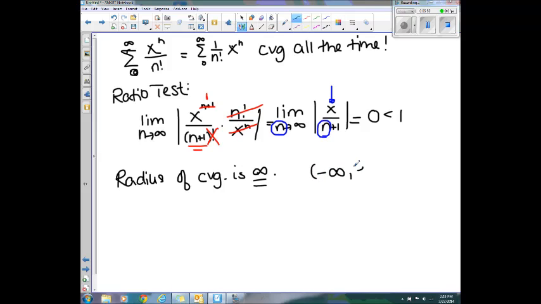Then the interval of convergence, this one's an easy one. If it converges everywhere, then for all values of x, we write negative infinity to infinity.